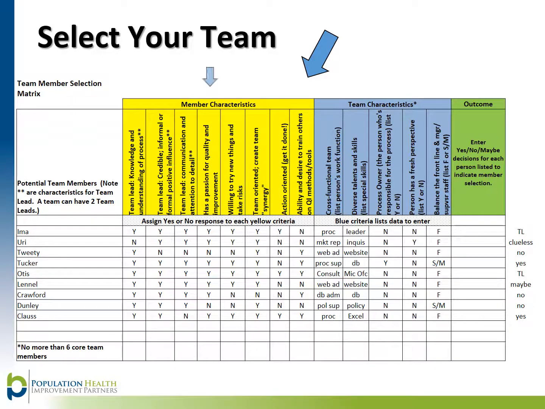Member characteristics, the yellow area, lists individual characteristics you would like represented on the team, and that can help identify the types of team members. For example, you may want to identify specific characteristics of a team lead, such as knowledge of process and credibility. Team characteristics, the blue area, are equally important to identify at this stage. Think about what you envision for the team. For example, do these members aid in keeping the team cross-functional, diverse in talents and skills, etc.? Feel free to add any additional criteria based on what you think is critical for project success.